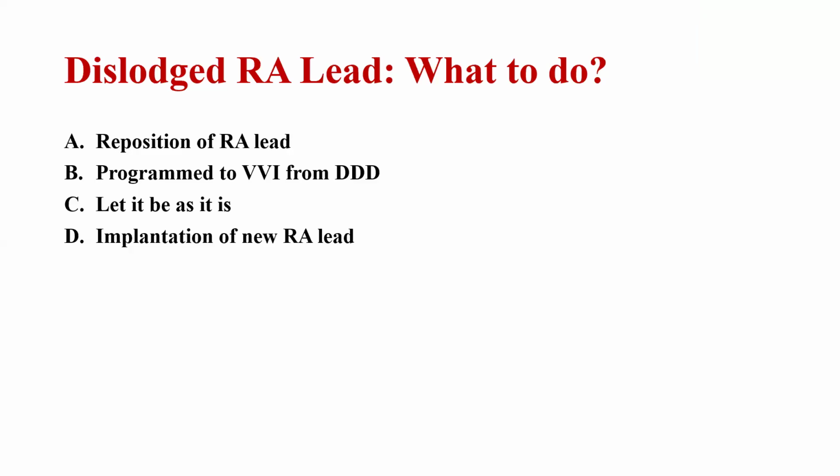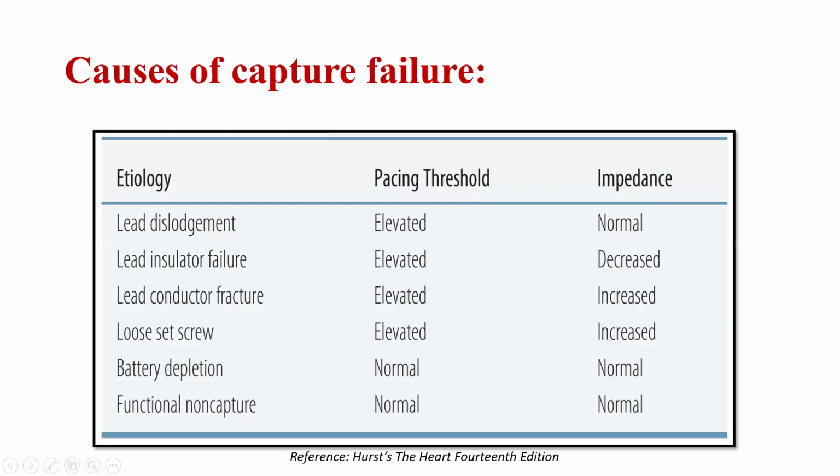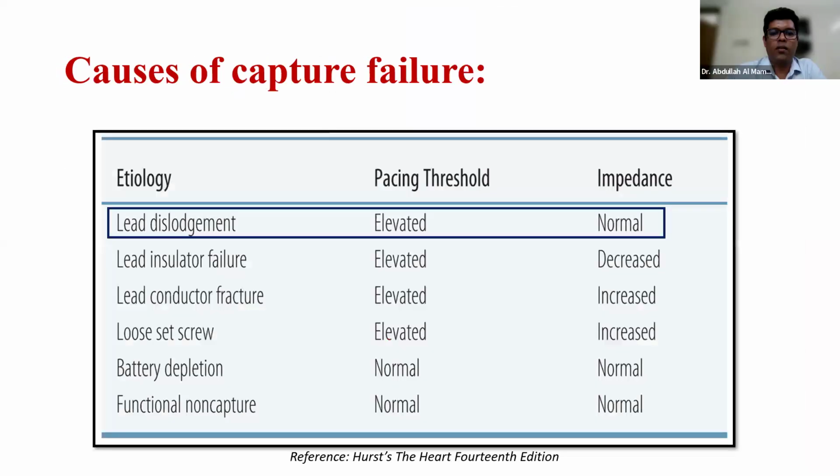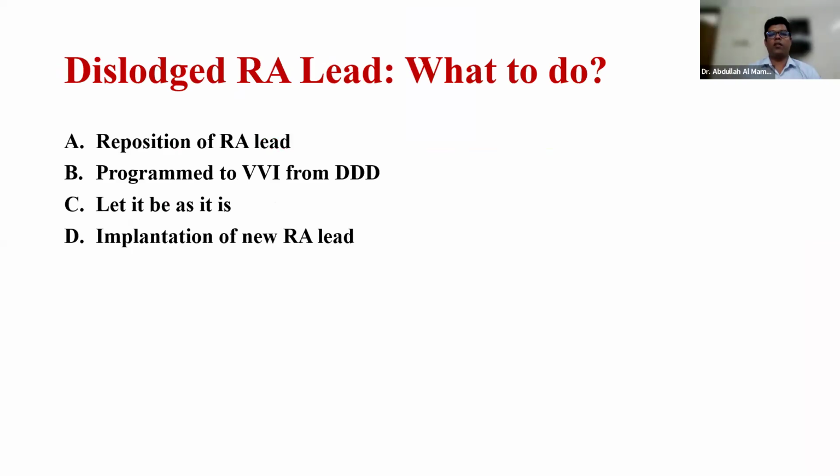As the X-ray clearly showed, the RA lead is dislodged and has gone almost up to the SVC, so there is no way it can capture the atria. So repositioning is ideal for this patient. In this case, we counseled the patient about repositioning the RA lead, but the patient party did not want to go for another surgery. So we go for the second option, that is reprogramming from DDD mode to VVI mode.